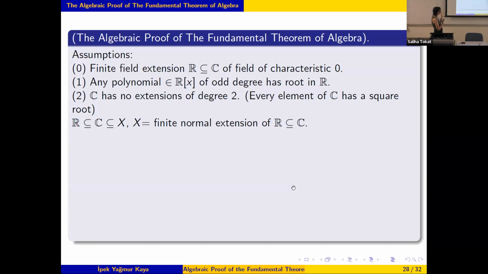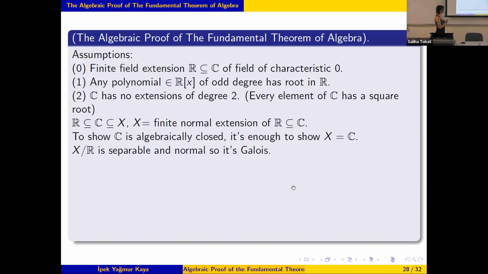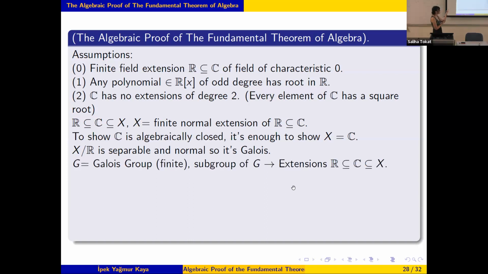We'll look at R contained in C contained in X, and let X be any finite normal extension of R containing C. Now to show C is algebraically closed, it's enough to show X is equal to C, because if C wasn't algebraically closed, we would be able to find a non-trivial normal extension. X is finite and normal, and is also separable because we're working in characteristic zero. So X over R is separable and normal, so it's Galois. Let's put G to be the Galois group. It's going to be some finite group.